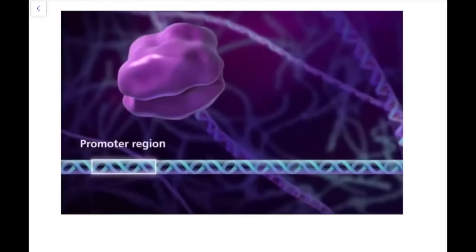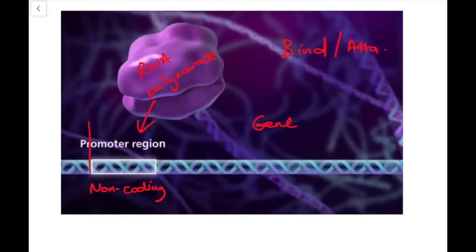So in the first step of transcription, we get RNA polymerase recognizing this non-coding region of the gene. So it's still considered part of the gene. And it recognizes this non-coding region and it's going to come and bind. So we use the word bind to mean attach. So it's going to come and bind to this sequence.